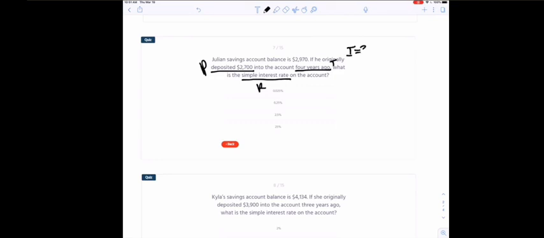Okay, so what we're missing is interest. We're also looking for the rate. What we can do is subtract the account balance minus the principal, and that's going to give us our interest. So 0 minus 0, 0, 7 minus 0, 7, 9 minus 7, 2, and 2 minus 2, 0. This is our interest, okay?